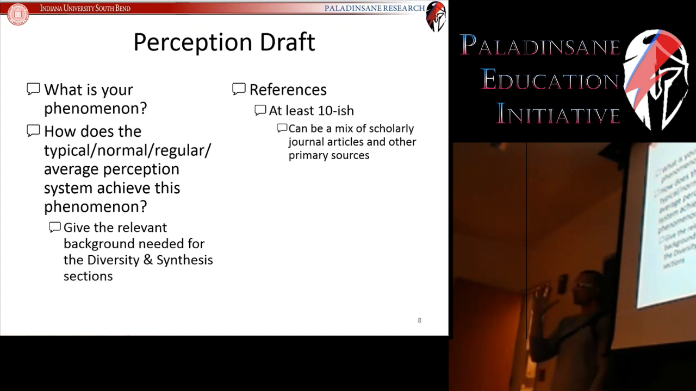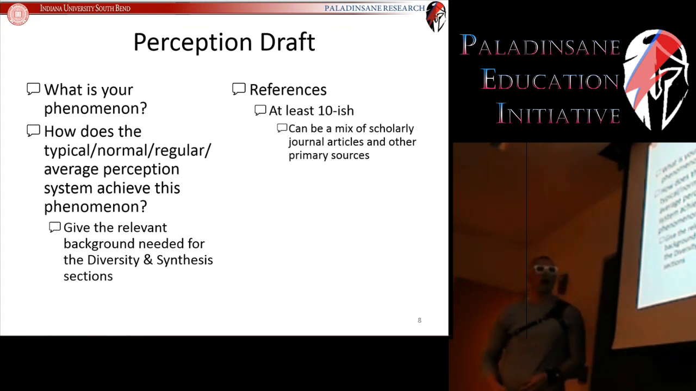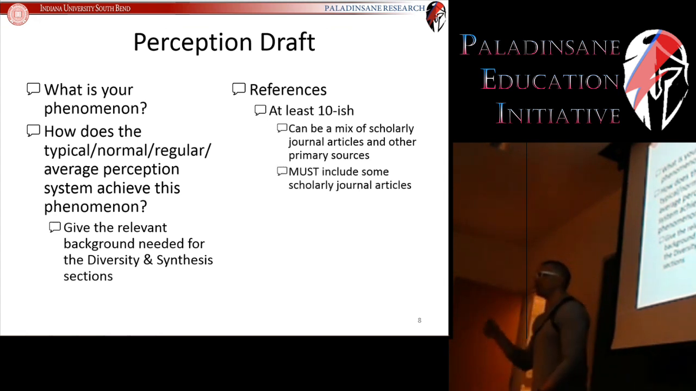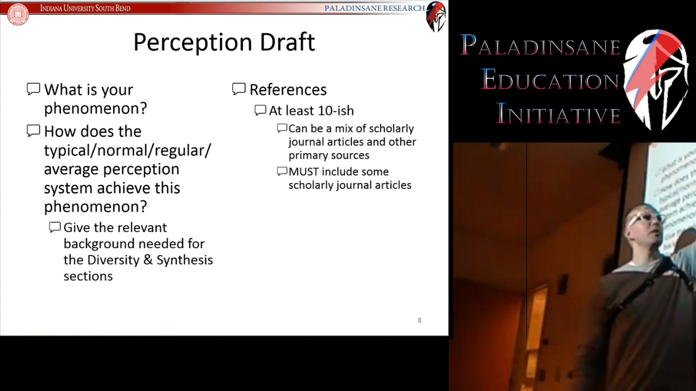Feel free to use sources outside of your traditional psychology journals and articles. However, you do need to include some scholarly journal articles, because nothing says this is a poorly researched paper more than a lack of scholarly journal articles. You can supplement those articles with any sources you want. You can supplement with a documentary you've seen, or a news report you came across. You can supplement it with whatever you want, but make sure that it's primary sources.